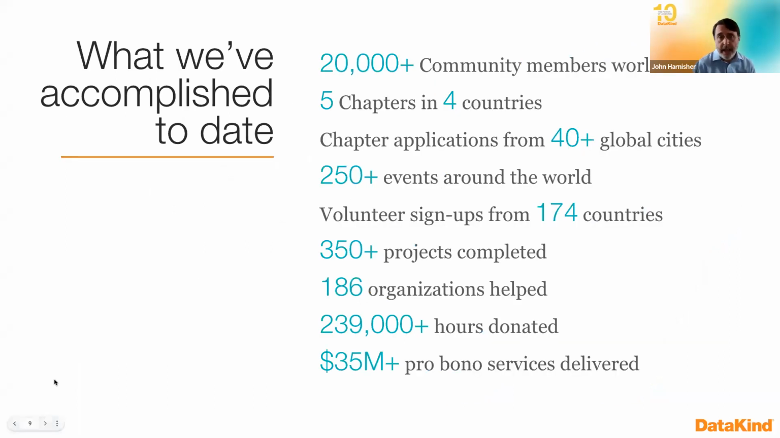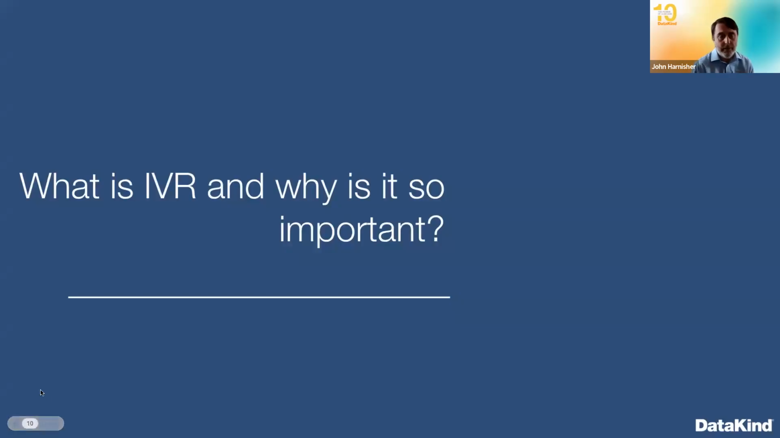Okay. So far to date, we've been in existence for over 10 years. We've got 20,000 community members worldwide. We have 5 chapters in 4 different countries. We've had chapter applications from 40 plus global cities. We've held over 250 events. Our volunteers come from 174 countries. Very proud to have completed 350 projects thus far with 186 organizations. 239,000 hours donated, which is about $35 million in pro bono services. So we're very excited about the reach that we've had.